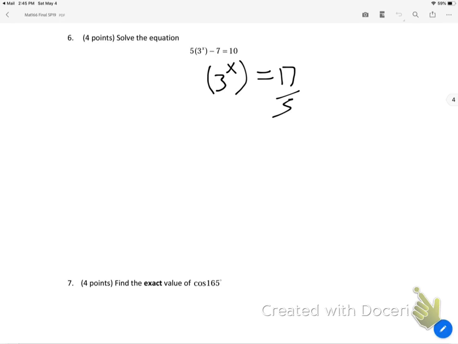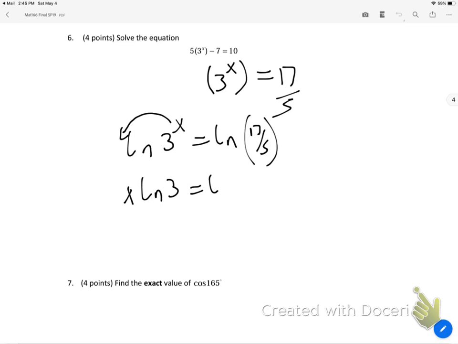So I'm going to take the log of both sides. Remember, to find an exponent, log both sides. You can use log to base 10 or ln. I'll just write ln for now. So ln 3 to the x equals ln 17 over 5. The reason we do that is to bring the exponent to the front. So x ln 3 equals ln 17 over 5.